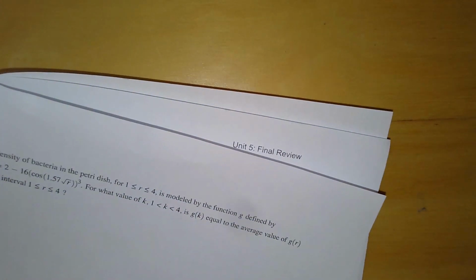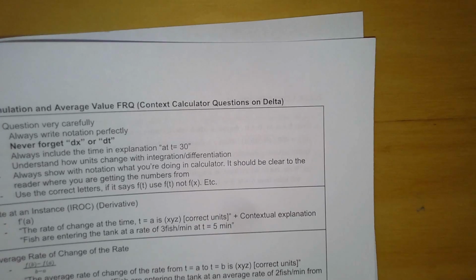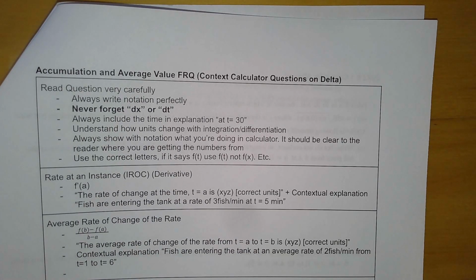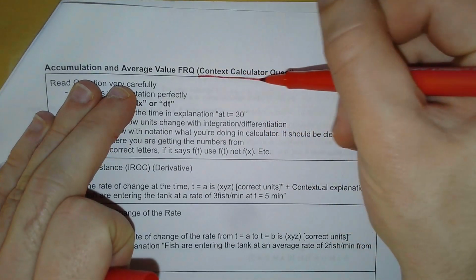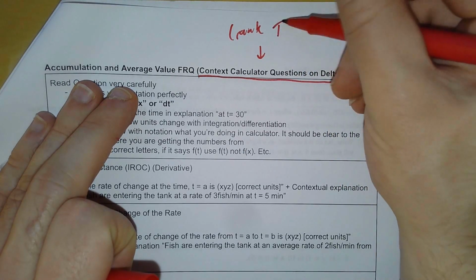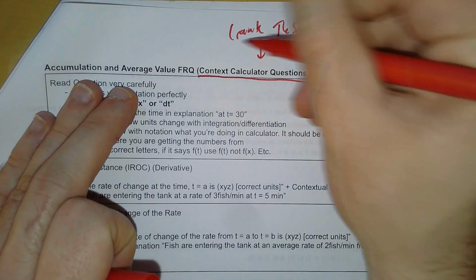Okay. Last one. We've been going over this kind of problem for almost the third unit in a row: accumulation, average value, rate in, rate out. These are very similar, and this is the bread and butter of calculus. Once you understand these questions, and I love these context calculator questions on Delta, just crank these out.